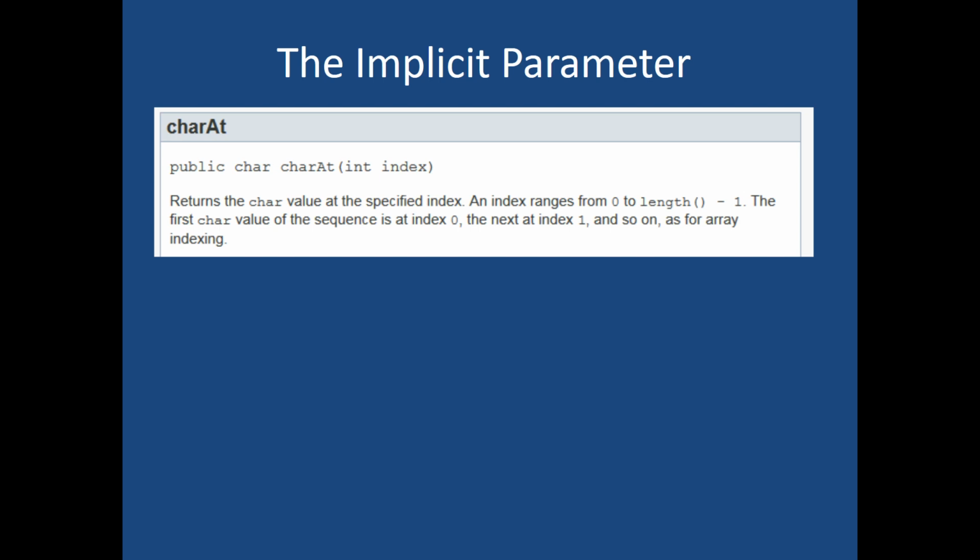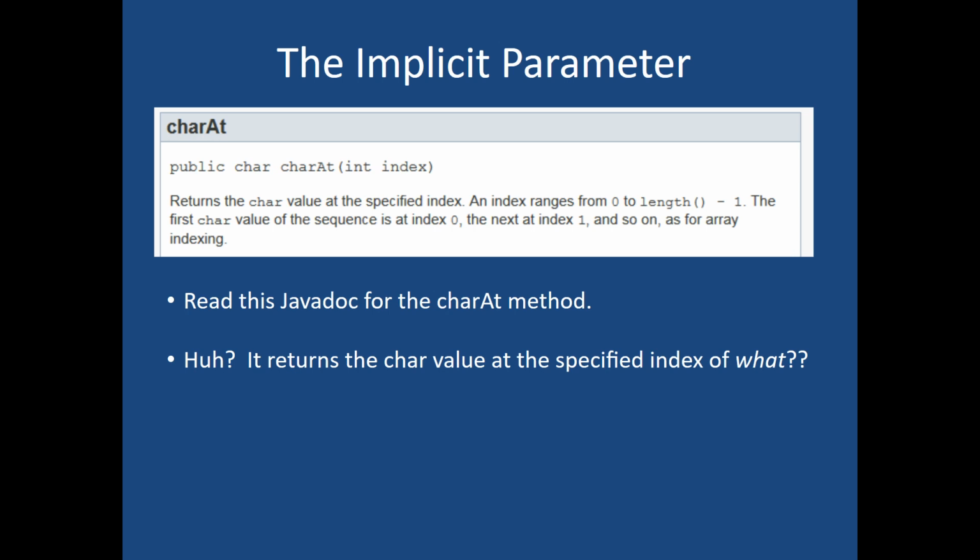So let's look at the documentation for charAt. It says, returns the char value at the specified index. Index ranges from 0 to length minus 1. Okay? It says it returns the char value at the specified index. At the specified index of what? Right? It just takes an integer as a parameter. How does it know which string we're asking for about the index? It doesn't. The parameter does not show up in the list.